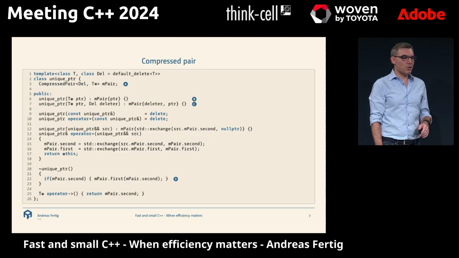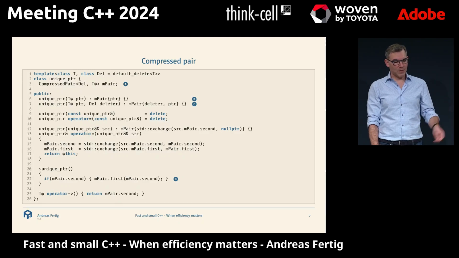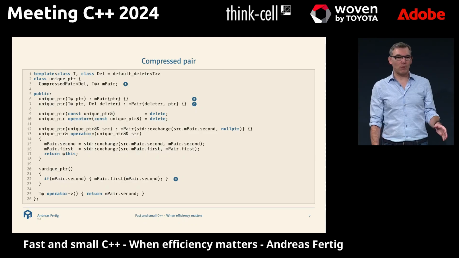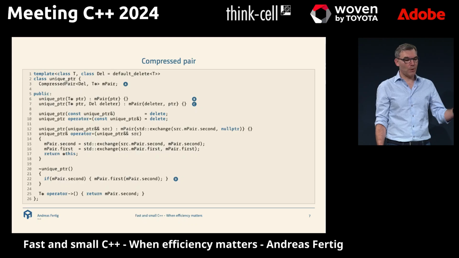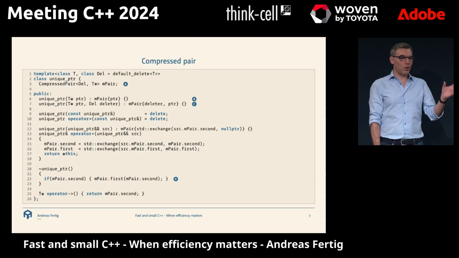Now, the implementation of a unique pointer, a reduced one, of course, but that does the job here. Looks like this. We have our class template unique pointer taking 2 template parameters, T, as we all know it, and the second one, I call that one Del, and it's defaulted to default_delete of T.